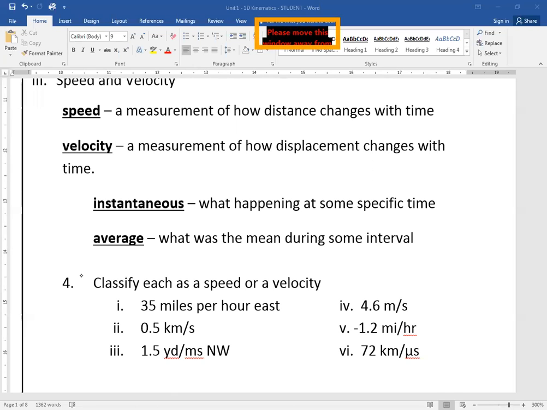So speed and velocity. Next thing, speed and velocity. Speed is a measure of how distance changes with time. Velocity is a measurement of how displacement changes with time. Really kind of a little bit oversimplified definitions, but not bad. So one of these things is a scalar, and one of these things is a vector. Which is which? Speed is a scalar and velocity is a vector.